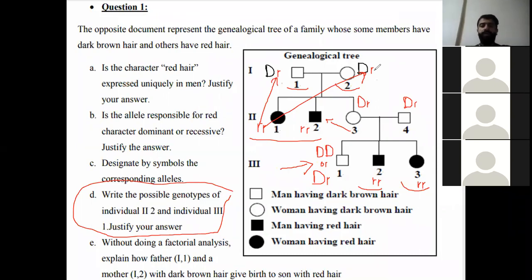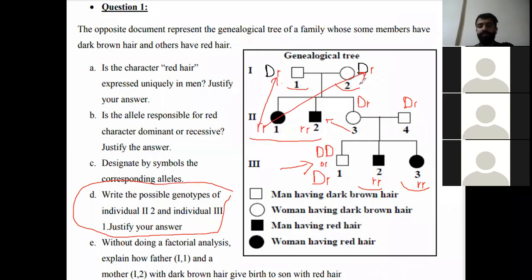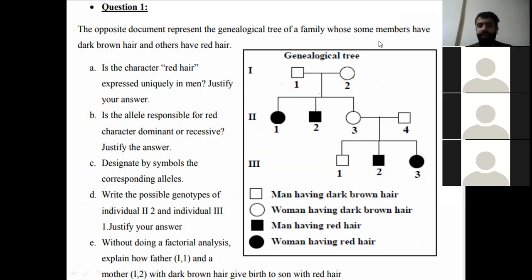Father 1-1 and mother 1-2 gave birth to a son with red hair. Since they have 2 alleles, the dark brown allele and the red allele, but the red recessive allele is masked by the dominant dark brown allele. Very good. That's it. Thank you.